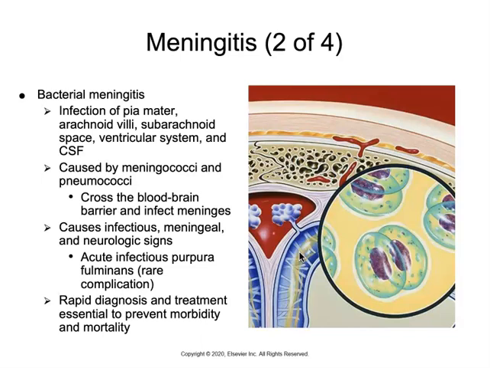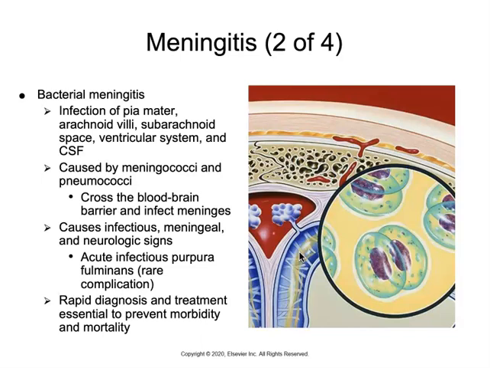And so it's most commonly caused by meningococci bacteria and pneumococci bacteria, which can cross the blood-brain barrier and infect the meninges. So this infection can lead to infectious, meningeal, and neurological symptoms, such as a fever, stiff neck, and altered mental status.